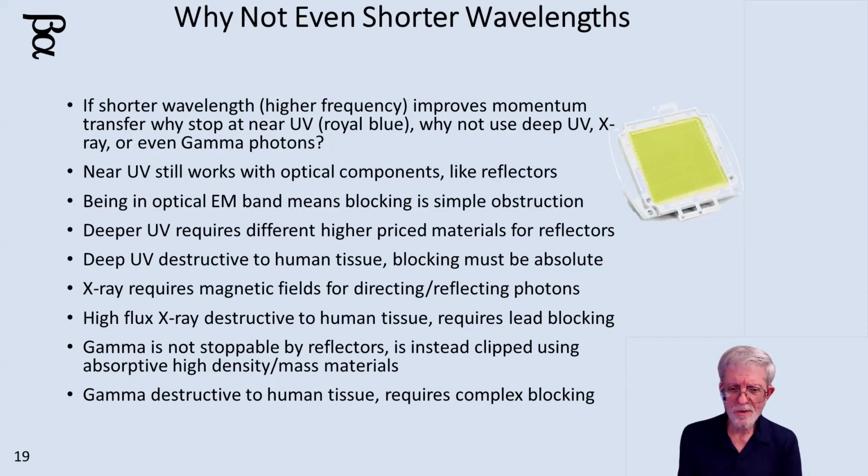If you talk about X-rays, it's even further along. High flux X-rays are destructive to human tissue and require lead blocking. And gamma is just over the top. We don't have anything that can direct like a mirror or focus like a lens when it comes to gamma rays. All we can do is put dense materials around the outside and confine the beam by clipping off the edges of it. So gamma and X-ray and deep UV obviously have higher energy, higher momentum photons, but that's not the way to go.